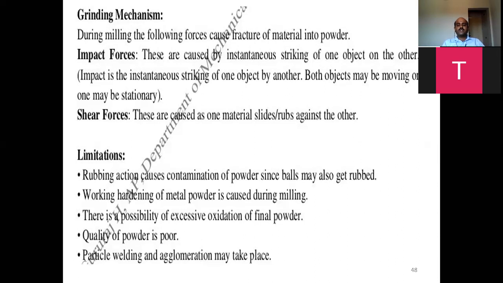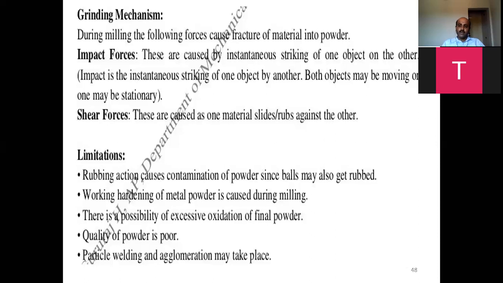These impact forces are caused by the instantaneous striking of one object with another. Impact is the instantaneous striking of one object by the other. Both objects may be moving or one may be stationary. The impact force means a huge magnitude of force applied within a very short interval of time. So instantaneously one object strikes the other.